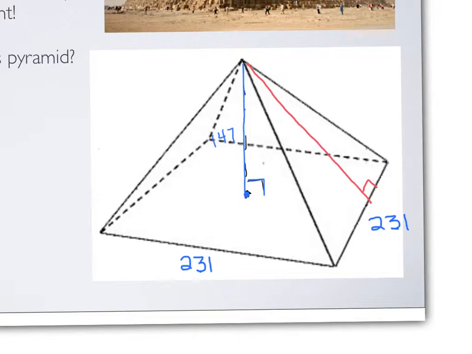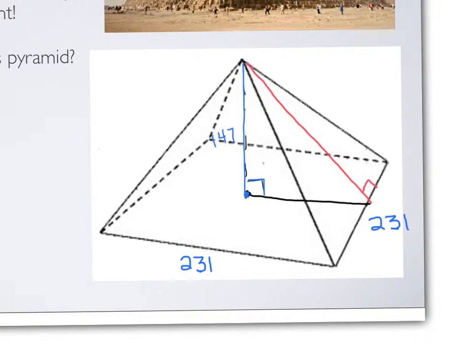How am I going to get that red line? Everybody look at it and think for a minute. How could I get that red line? Go ahead, Hunter. You would divide 231 in half, and then you would get the distance from the middle to the side, and then you would find the angle. Okay, so you're talking about this.